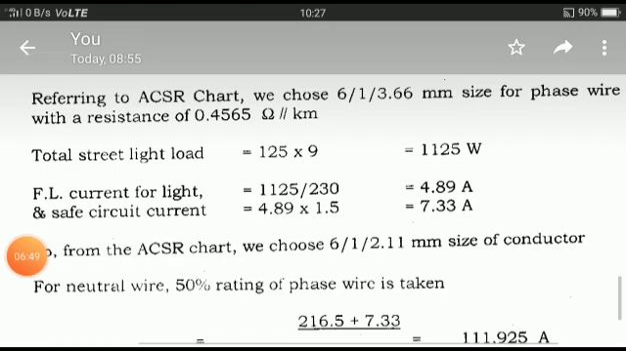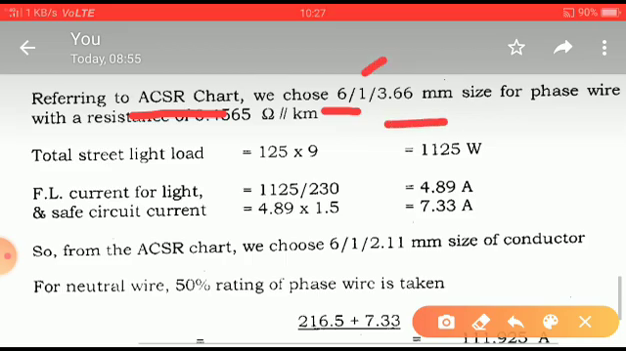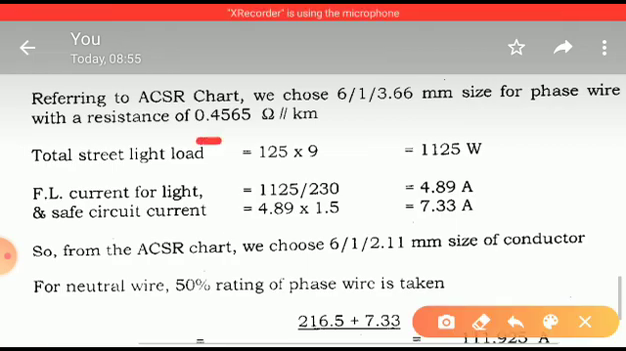So from the ACSR chart we have found that for this transmission we require a 6 aluminum conductor, 1 steel, of 3.66 mm size, and its resistance will be 0.4565 ohm per kilometer. So this is the conductor size we have obtained from the calculation.